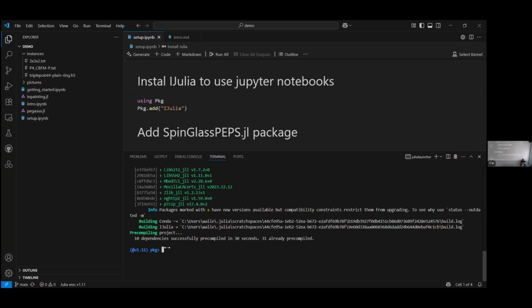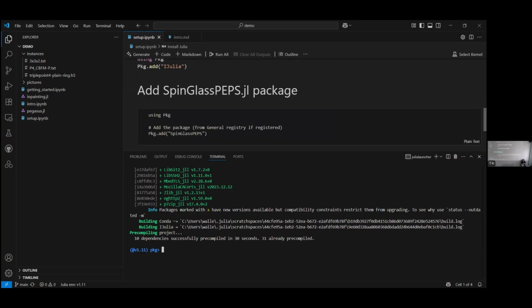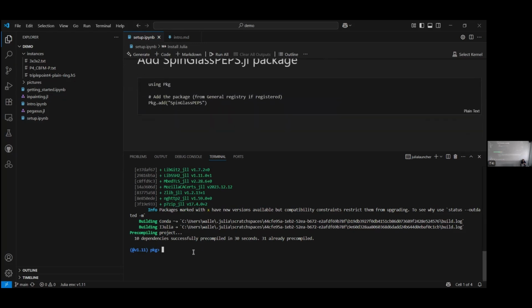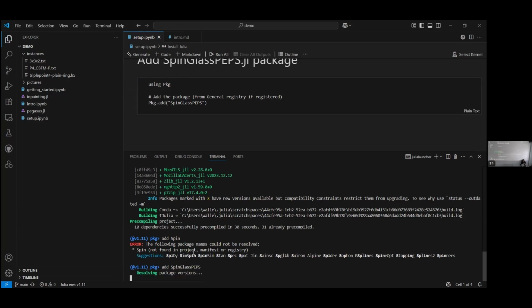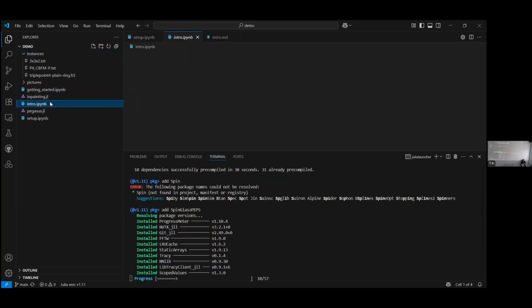Okay, so when we have installed iJulia, the only thing left is to install the SpinGlassPEPS package, and it can be done the same way. Just writing add, and not spin. Of course, I can type. Okay, and while the package is installing, I will show you how this package works.